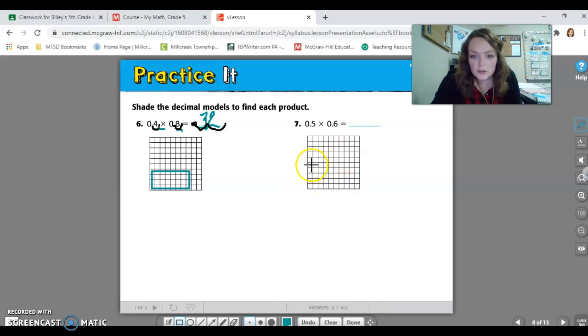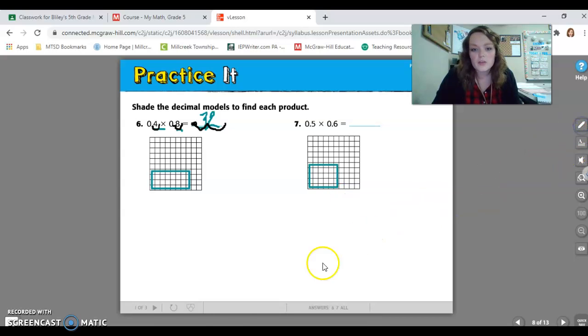Okay, so I'm going to do 5 up and down and 6 across. I can count each one, or I can do simple math in my head because I know my multiplication facts. I can do 5 times 6. You can count by 5, 6 times, or if you know it, that's fantastic, it is 30.